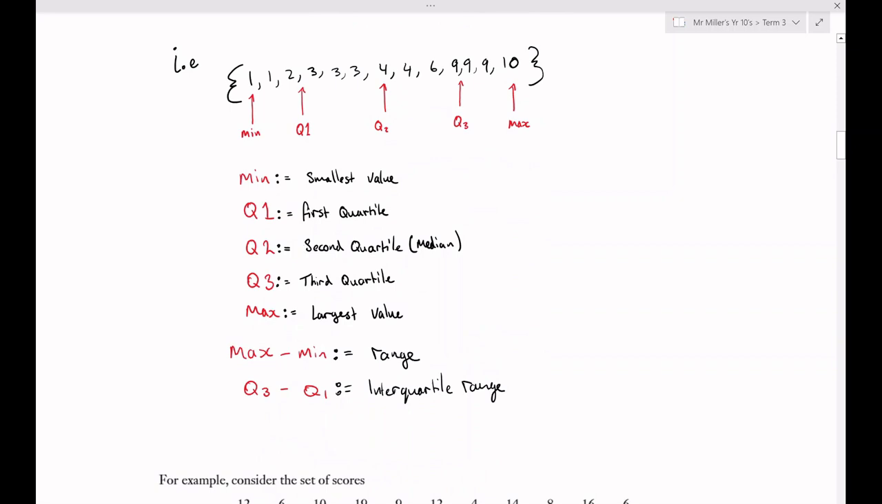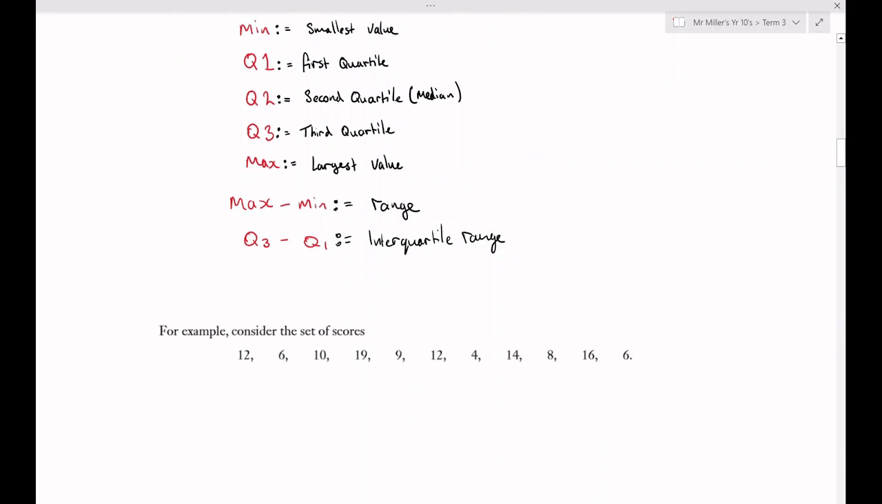We could find some measures of spread, looking at the figures calculated with the 5-figure summary. The range is the maximum value subtract the minimum. So here it would be 10 take 1, which is 9. And the interquartile range would be the upper quartile subtract the lower quartile. Q3 take Q1. In this case, 9 take 2.5, which is 6.5. That would be the interquartile range.